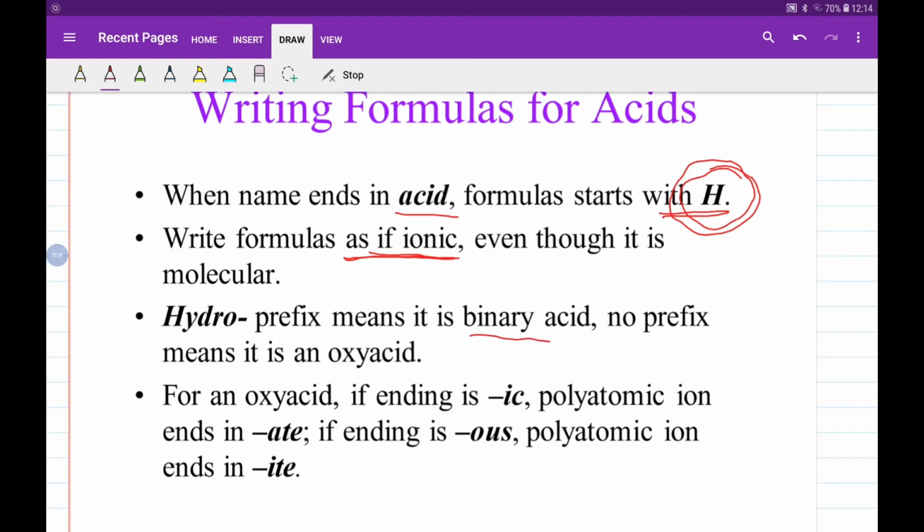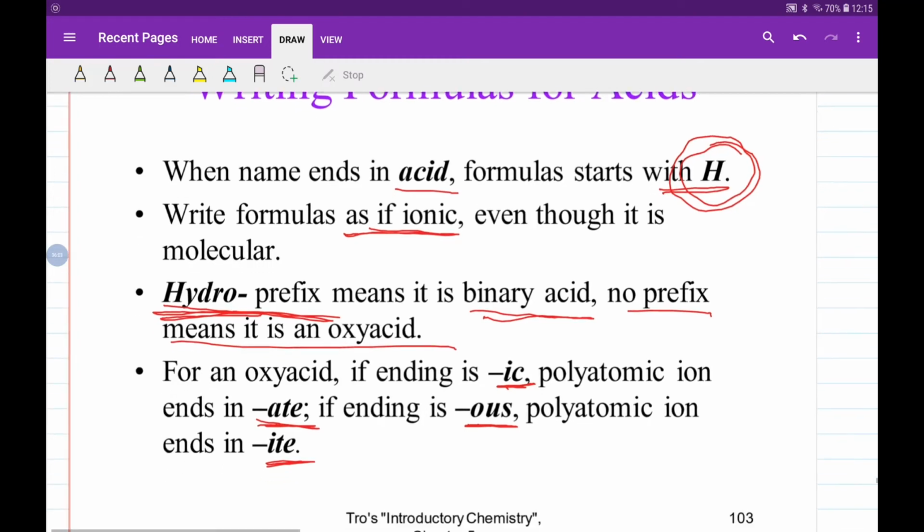If it's a binary acid, it has a hydro prefix in front of it. That means it's binary. And if it's no prefix, then it's an oxyacid. For oxyacids, if it ends with ic, then the polyatomic ion must end with ATE, and if it ends with OUS, then the polyatomic ion ends with ITE. Let's take a look at an example.